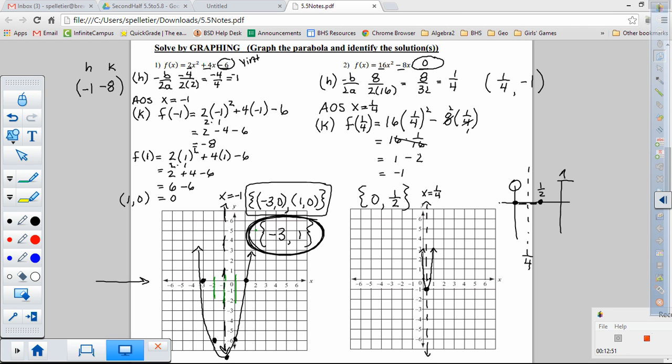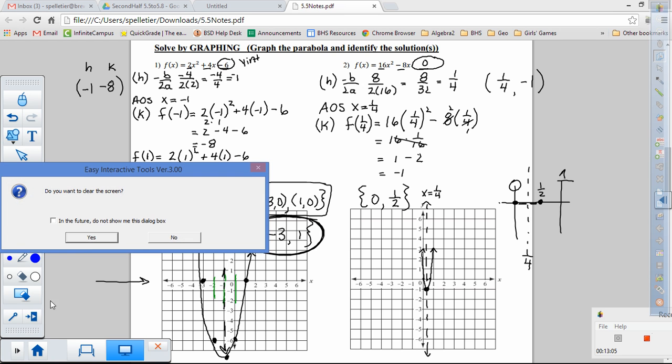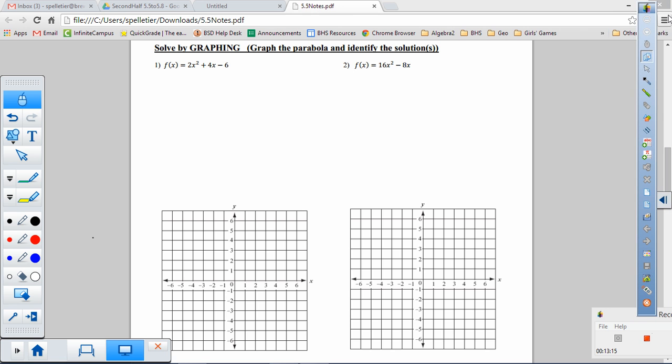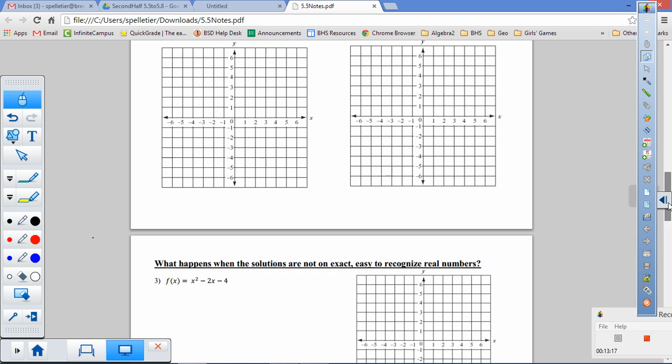Okay? So that is the strategy of graphing. Let's talk about what happens when we're graphing the solution and the points don't look like they're going to cross where we think they're going to cross. Let's scroll this up. You're going to go to the top of your next page, and I'm just going to scroll my paper up so that we're able to check this out. Let me just scroll this up to the next page.